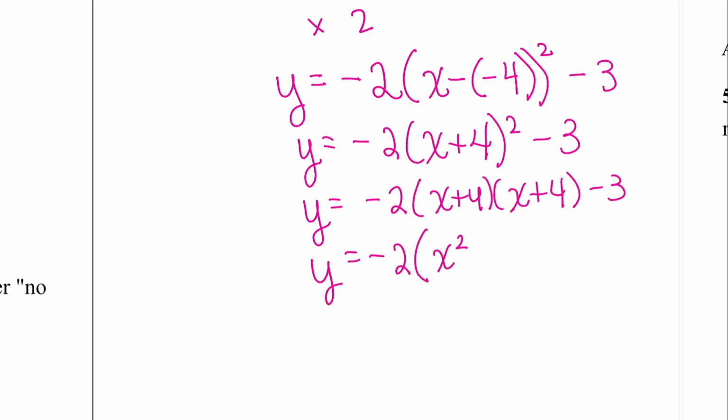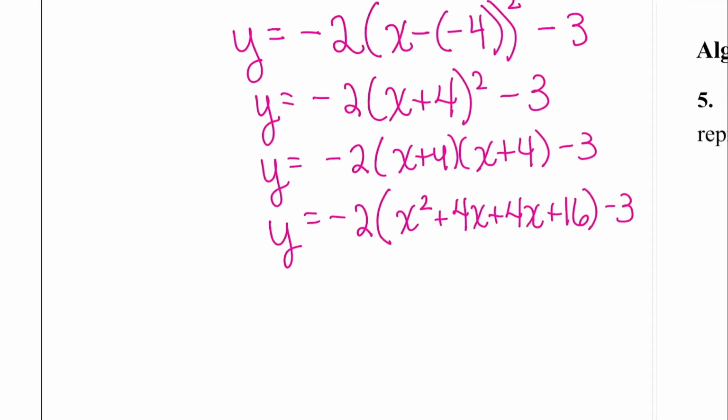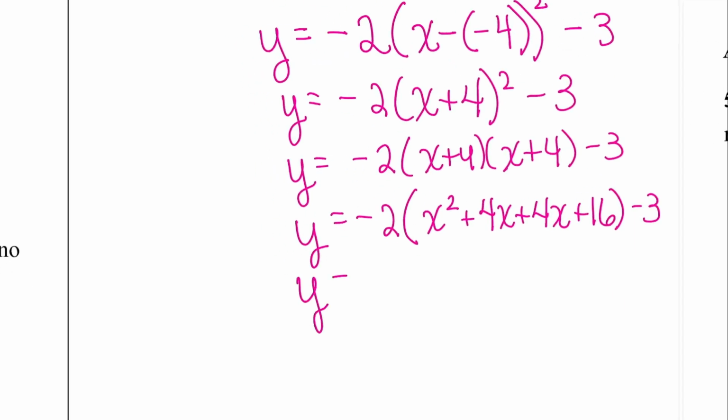So we're going to have x squared plus 4x plus 4x plus 16 minus 3. Now we're going to distribute the negative 2 to every term. Okay, we'll combine these when we do that. So we're going to have negative 2x squared.